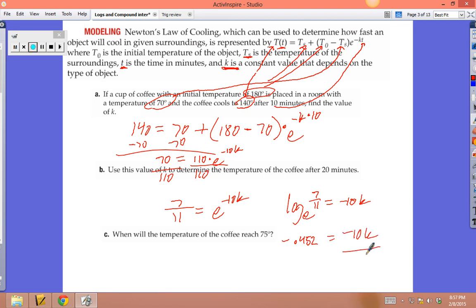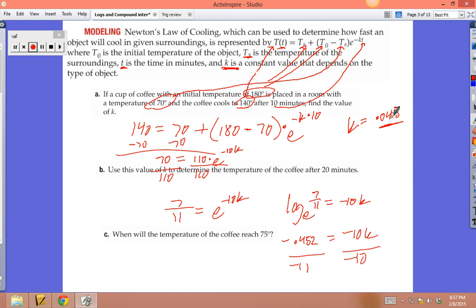And negative 10k, so I've got to divide this by negative 10, and you should end up with k, which is kind of the rate at which it changes temperature. k is going to be 0.045. Okay, so I'm going to round it to the thousandths. We'll let k be 0.045.